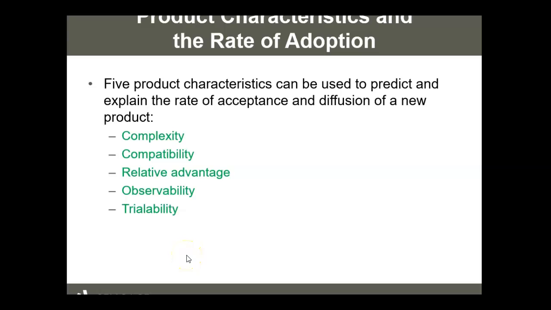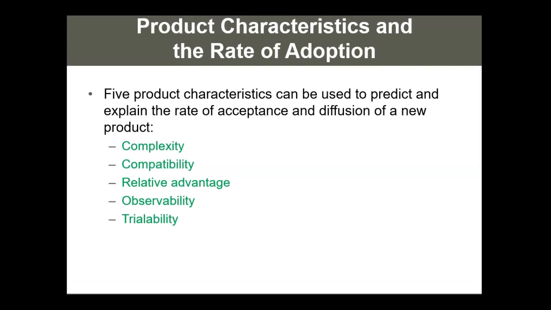Okay, class, we are going to finish chapter 11 right now. We're going to look at product characteristics and the rate of adoption. There are 5 characteristics that can be used to predict and explain basically if a product works or it doesn't. And they are complexity. Is a product complex? Compatibility. Does it work with other things? The relative advantage, observability, and trialability.